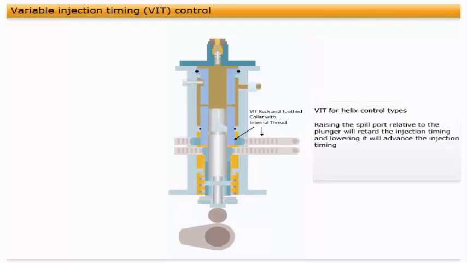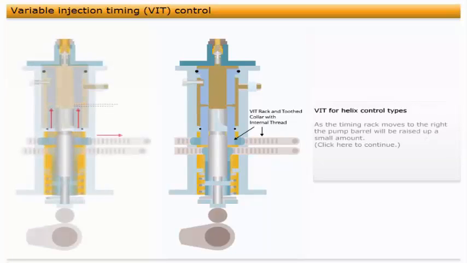As the timing rack moves to the right, the pump barrel will be raised up a small amount. This moves the spill port away from the leading edge, and injection will start later. Now, if the timing rack is moved to the left, the barrel will move down, and injection will start earlier.